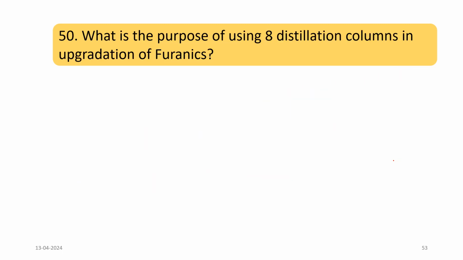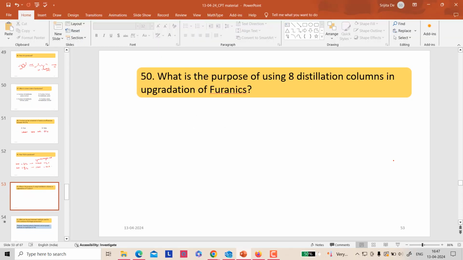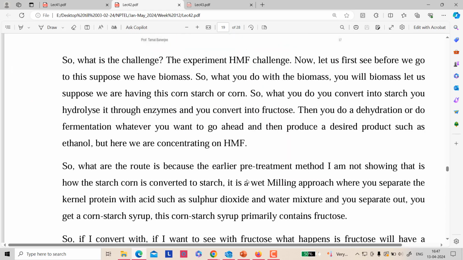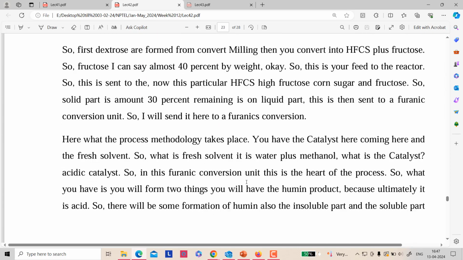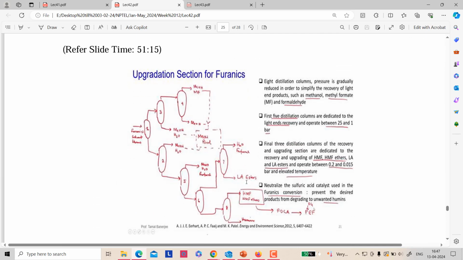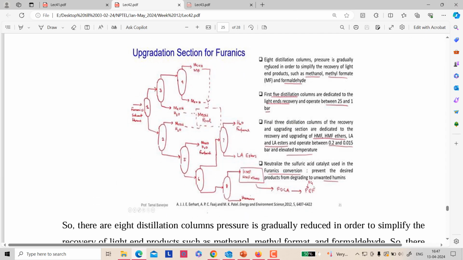Next, what is the purpose of using 8 distillation columns in upgradation of furanics? So the answer is here. So here you can see that in the upgradation of furanic step, 8 distillation columns are used.